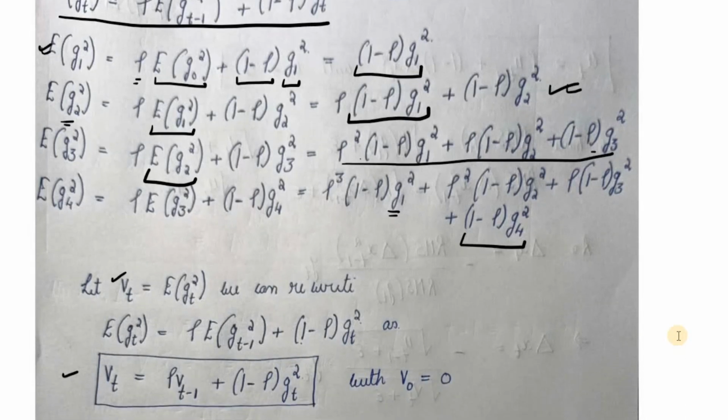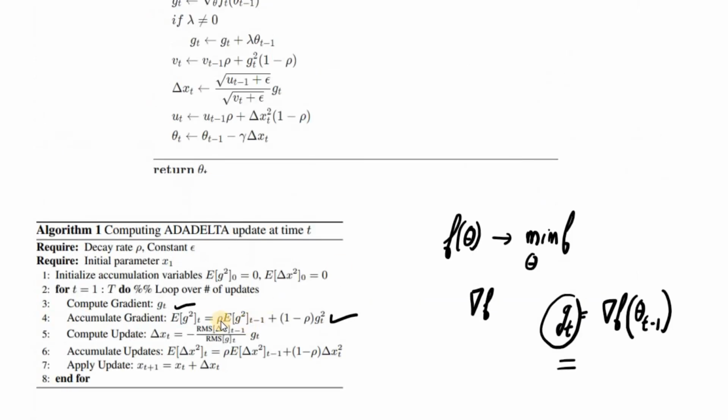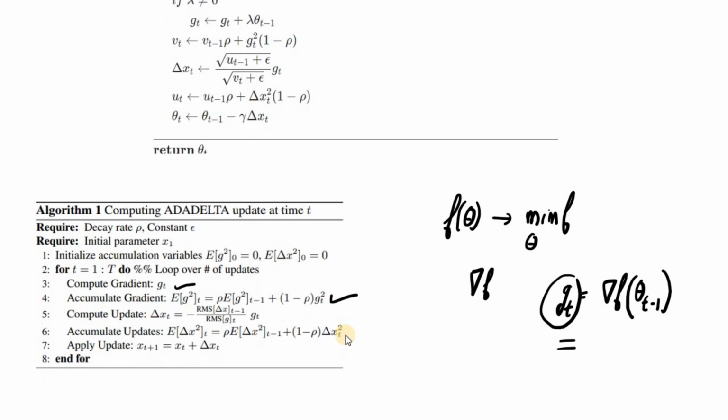This is exactly what we have attained till now. Now we look into this algorithm again, the algorithm from the paper. We see that we are able to consider the accumulate gradient step in a proper way. Now we will move a step ahead and go to the fifth step, which is the compute update.